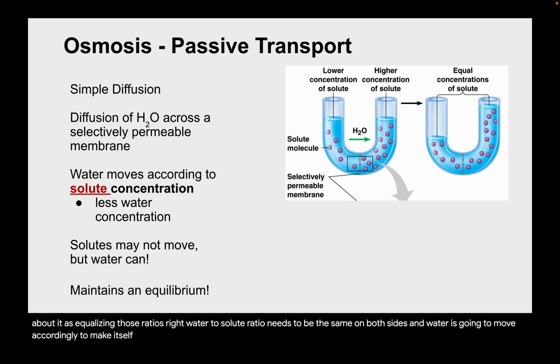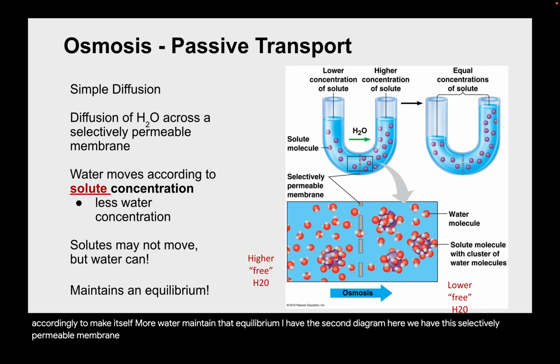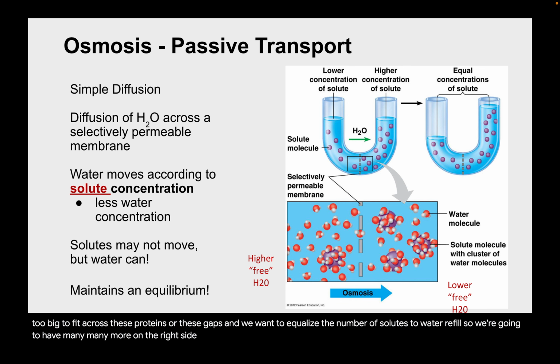Typically, yeah, more solutes, more water. Right? So we want to maintain that equilibrium. And again, I have this second diagram here. We have this selectively permeable membrane. The water is moving across it. We see in this instance the barrier is size. Those solute molecules are too big to fit across these proteins or these gaps. And we want to equalize the number of solutes to water ratio. So we're going to have many, many more on the right side to equalize that out.